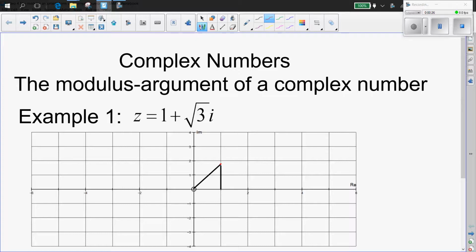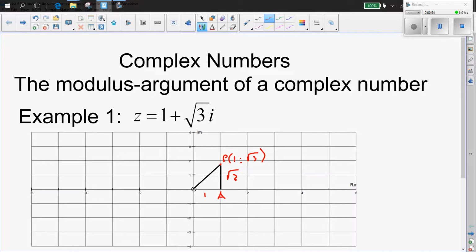Let's call our point again P, and P has coordinate 1 plus square root 3. So I can see that if I call this again A, the distance AP is square root 3 units and OA is 1 unit. I can work out what OP is.